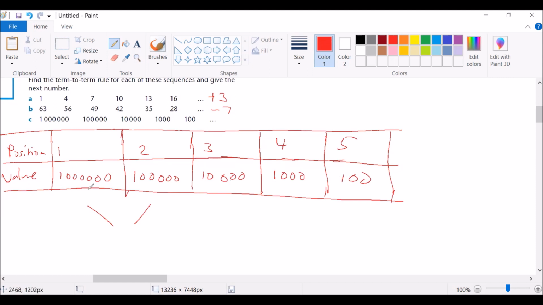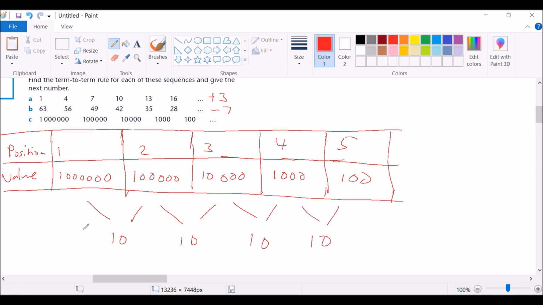So we can start by 1 million minus 100,000. We are testing for subtraction. We'll get 900,000. 100,000 minus 10,000, we are getting 90,000. Already the rule is not applying because these two are different. So we try division. 1 million divided by 100,000 will give us 10. 100,000 divided by 10,000 will also give us 10. 10,000 divided by 1,000 will give us 10. 1,000 divided by 100 will also give us 10.